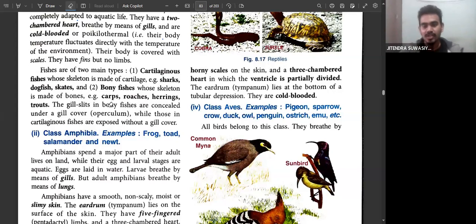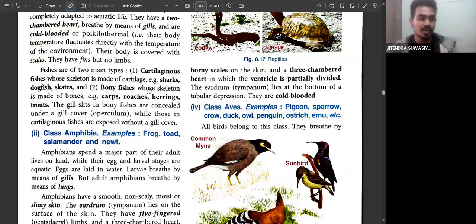If you have studied the chapter in which they talk about body matrices like bones and cartilage, what is cartilage? Cartilage is the soft matrix of the bones. And bones are the hard matrix, made of something like calcium carbonate. So in cartilaginous fishes, the bones are not a hard matrix, they are a soft matrix. That is called cartilaginous fishes, whose skeleton is made up of cartilage, a soft matrix, not a hard matrix.